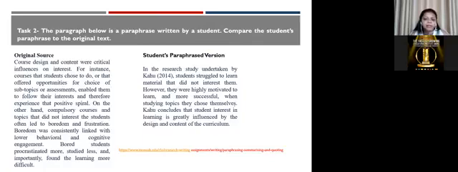Now in the research, okay, students struggle to learn material that did not interest them.